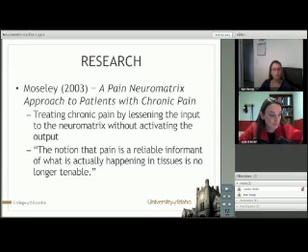Here, Mosley states that pain is produced by the brain when it perceives that danger to body tissues exists. It is a multiple system output, not just an unpleasant sensory and emotional experience. They also found that the notion of pain as a reliable informant of what is actually happening to the tissues is no longer accurate. Each dimension of pain is consistent with an immediate relevance to survival.